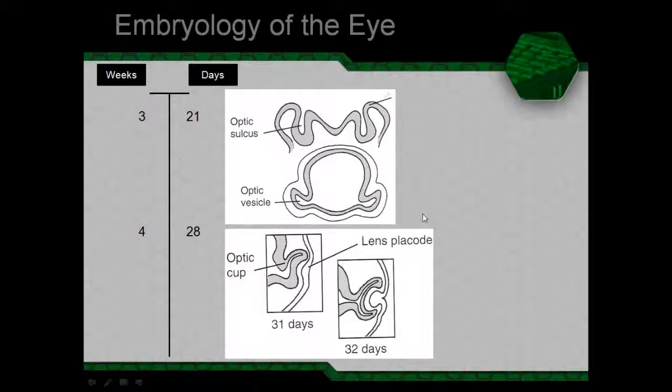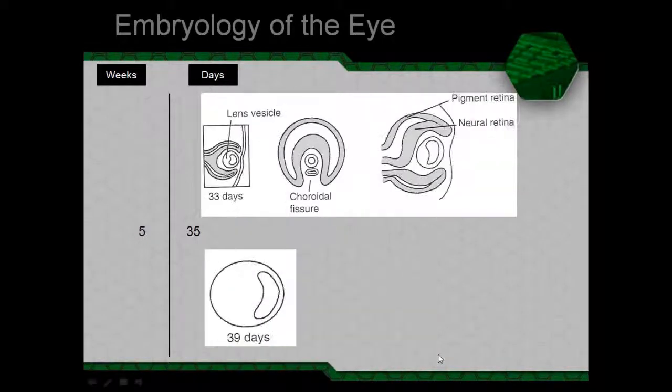Now the optic vesicles then invaginate to form the optic cup. Okay, and the lens placode, you can see it right here, invaginates to form the lens vesicle by day 32. Now the inner layer of the optic cup becomes the neural retina. You can see that right here. And the outer layer becomes the pigmented retina.